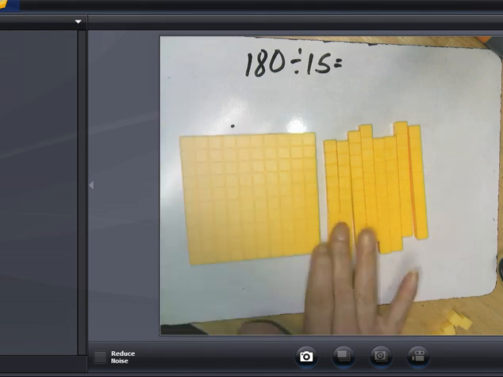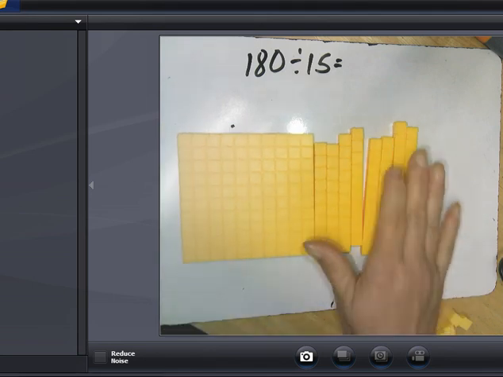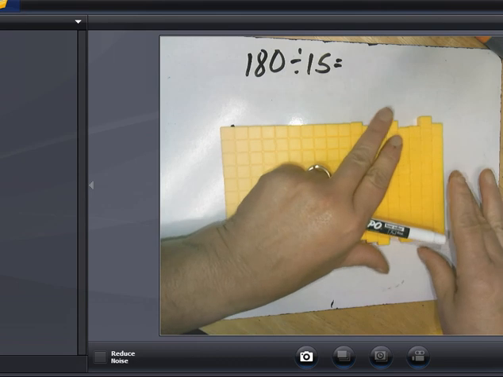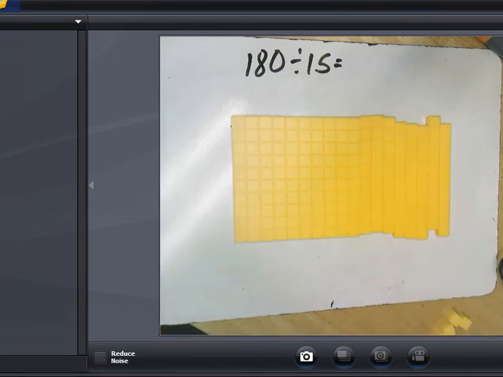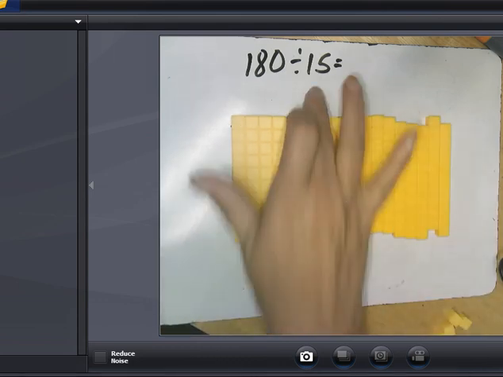10, 12, 14, 16, 18. Okay, I have 180 right here, and I have to break them into 15 equal groups.